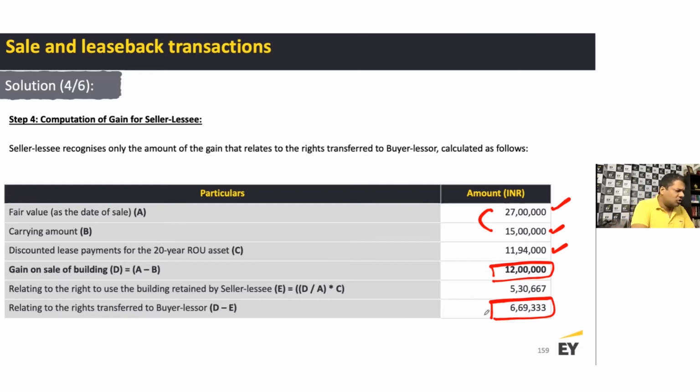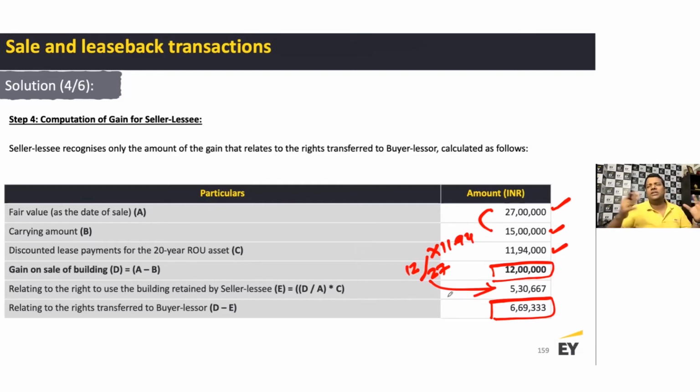Okay, so E is equal to D by A into C. What is D? Which is 12 lakh. So 12 divided by 27 into C, which is what I need to pay, 11.94. That number comes to 5,30,000. That number is the profit which I've retained, in a way.